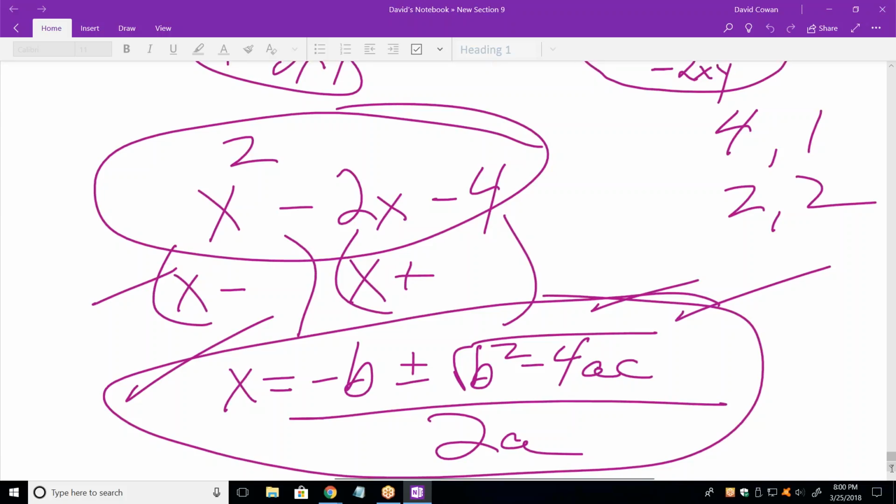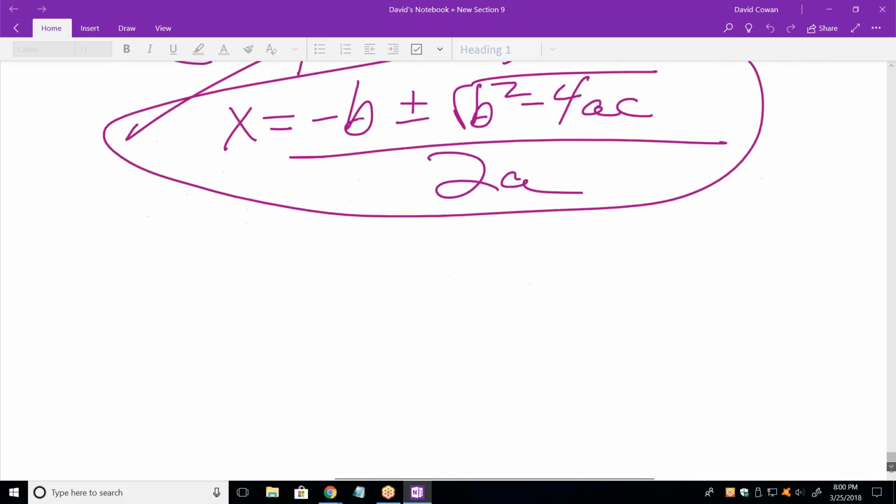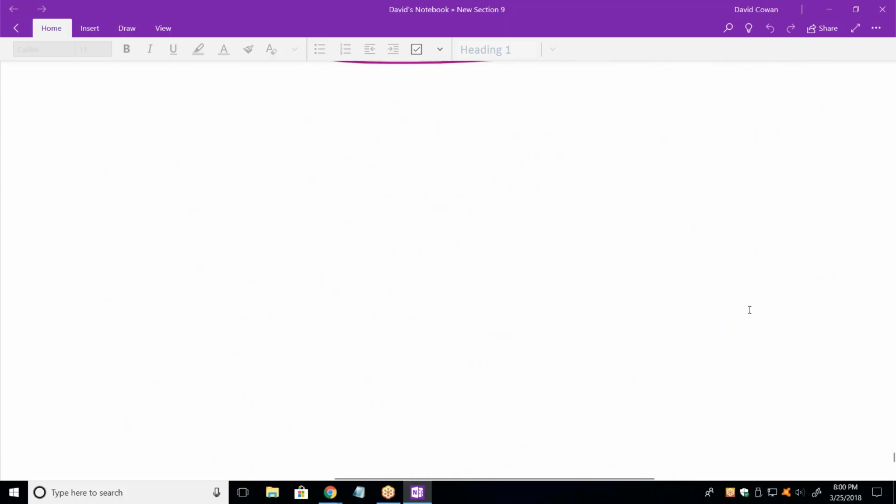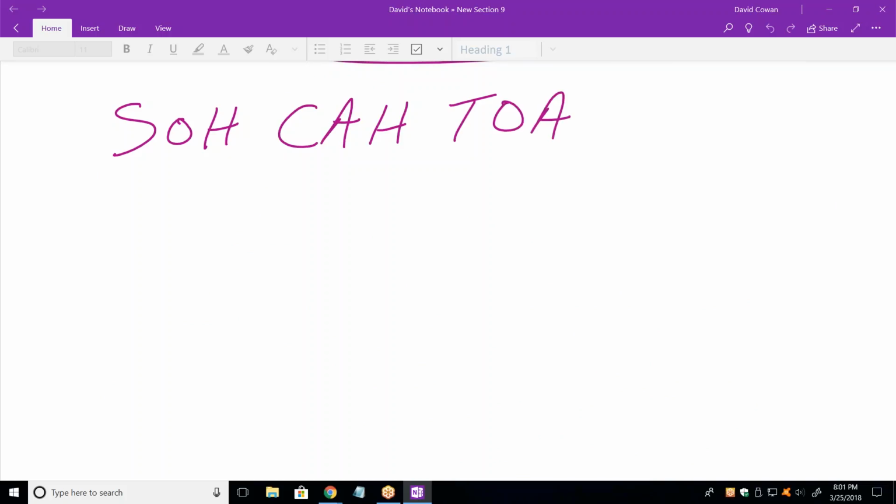Let's talk about trig, because trig is going to be the most important for you. You know what this means? Sine is opposite over hypotenuse, cosine is adjacent over hypotenuse, and tangent is opposite over adjacent. Okay. Do you have some specific trig problems that you can give me?